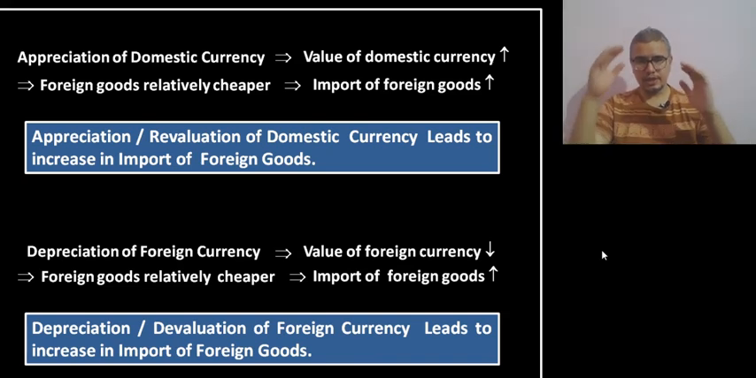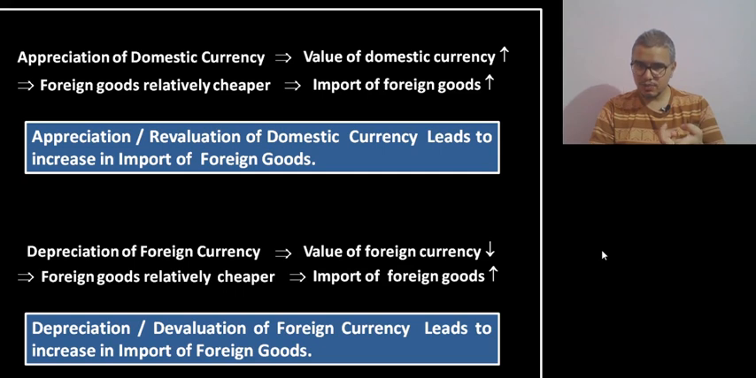Okay, so here we have taken 4 cases. First was depreciation of domestic currency and export of domestic goods. Second was appreciation of domestic currency and export of domestic goods. Third was depreciation of domestic currency and import of foreign goods. Fourth was appreciation of domestic currency and import of foreign goods. Whenever there is depreciation of domestic currency, the export of domestic goods will rise. Okay, whenever there is appreciation of domestic currency, the export of domestic goods will fall.